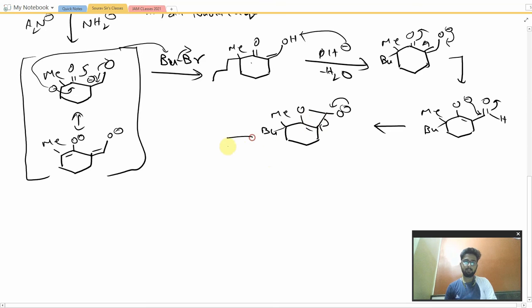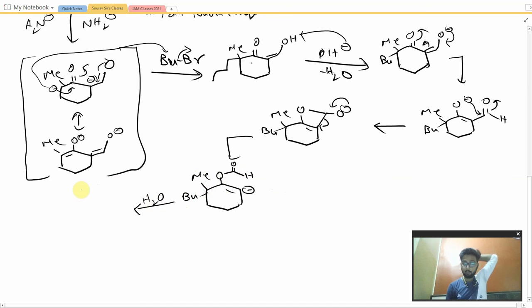So giving us O C double bond OH, and here a double bond will be there, minus charge will be there, and Me and Bu part will be there intact as it is. Now this part would take up hydrogen from water, forming O double bond OH, and here double bond will be there, and the Me group will be there as it is, and the Bu will be there as it is.